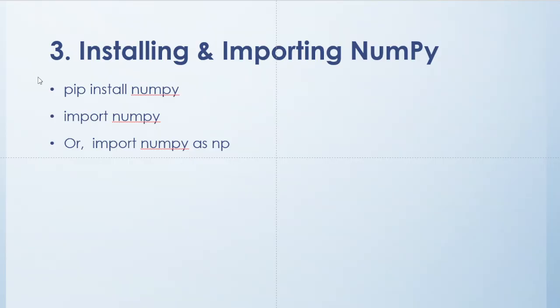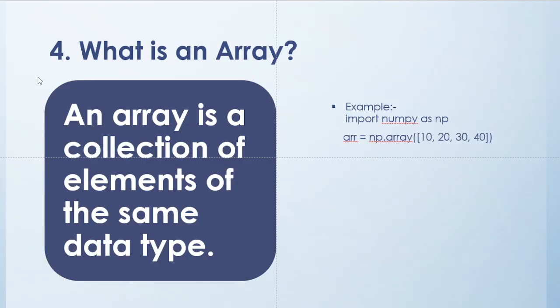First we need to install NumPy. If you are using Jupyter Notebook, VS Code or any Python environment like Google Colab, you can install it using the pip command. After the installation, we import NumPy like this: import numpy as np. Here, as np means it is simply an alias name for NumPy. So instead of numpy dot, we'll simply use np dot. In the next slide, we'll learn what is a NumPy array.